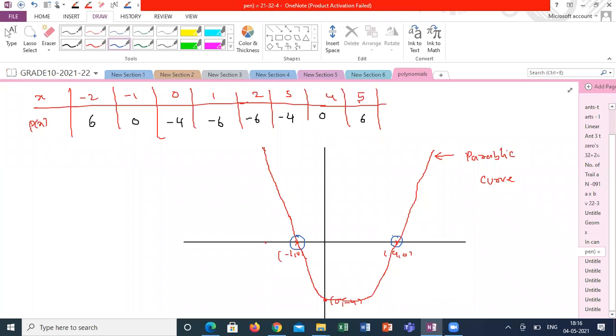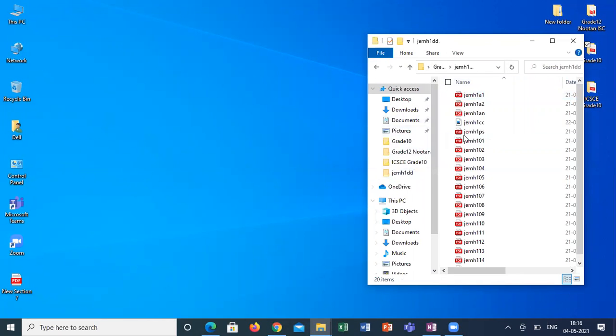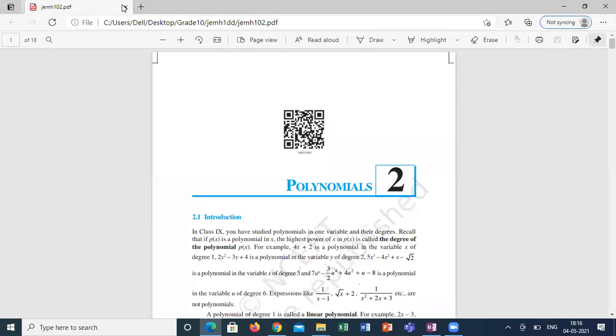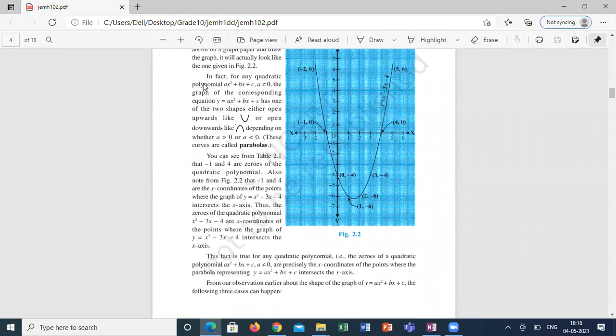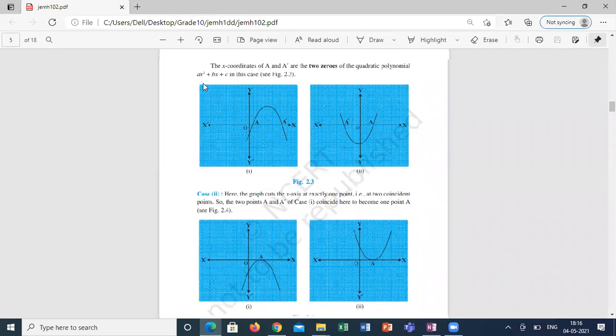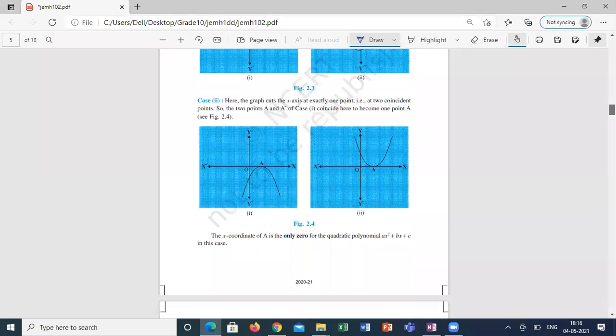Now I will go through some graphs in your textbook. Can you explain the number of zeros of the polynomials? These are the different curves. Case 1, the first diagram shows 2 zeros. Second is also 2 zeros. Then what about the third case? Only 1 zero, but it is violating our definition. What does it mean?